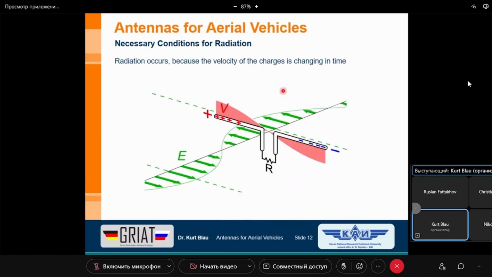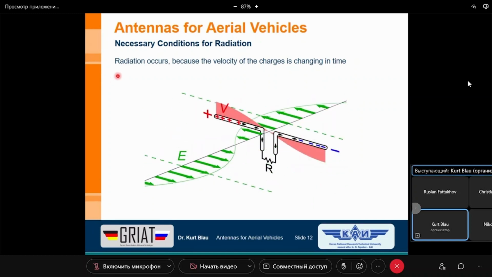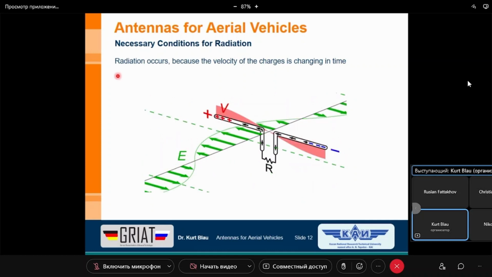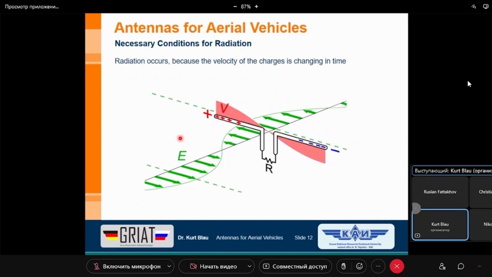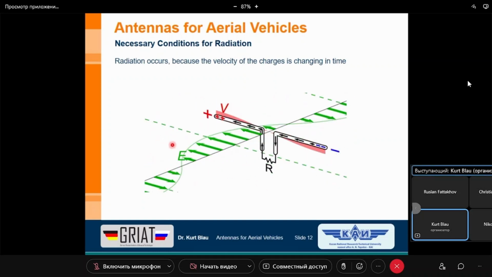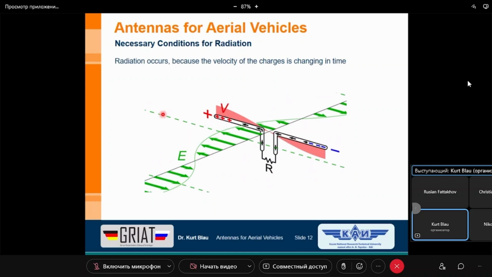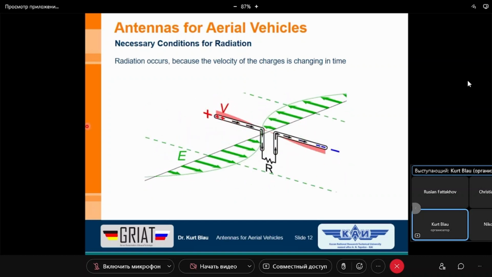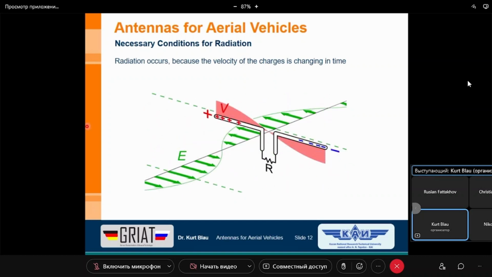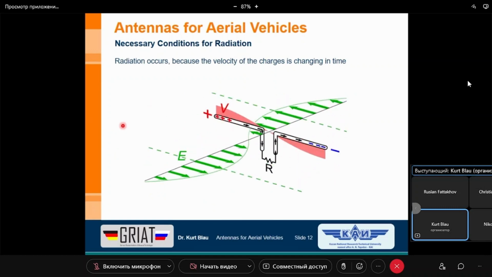And this is the basis of the received power at this load resistance. And in case of a transmitter, the radiation occurs because the velocity of the charges is changing in time, here with a sinusoidal function. But this is again what I have told all the time. The main reason of radiation is the changing of the electromagnetic parts, or current or voltage, over time. Otherwise, we have no radiation.